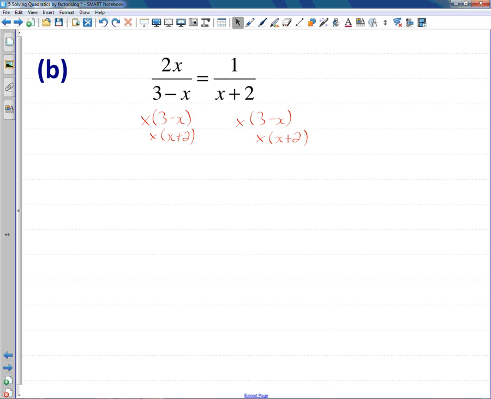So when you come to multiply this side by 3 minus x, you should be able to see that it cancels with the denominator. So that's fine, that's just going to get cancelled. And when we multiply this side, it's just going to basically sit there. And then when we multiply this side by x plus 2, it's not really going to cancel, so it's just going to stay there. And then when we multiply this side by x plus 2, it's just going to cancel with the thing on the bottom there.